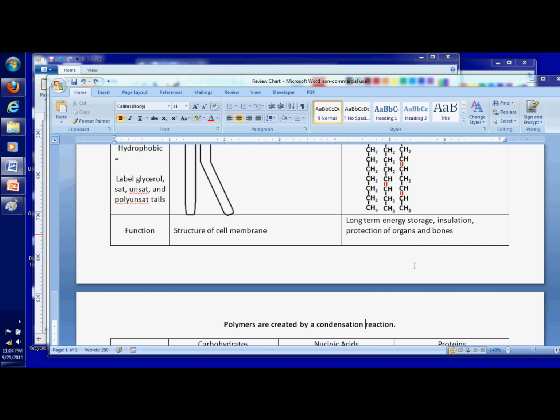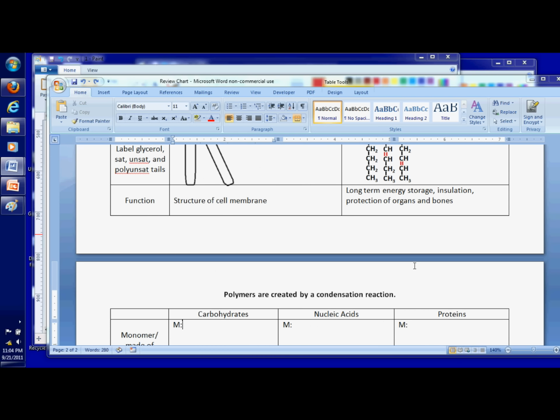Alright, then I started formatting things because it got a little out of control. So going down to the next section, polymers, and that's where I'm going to finish this part and pick up with part 2.